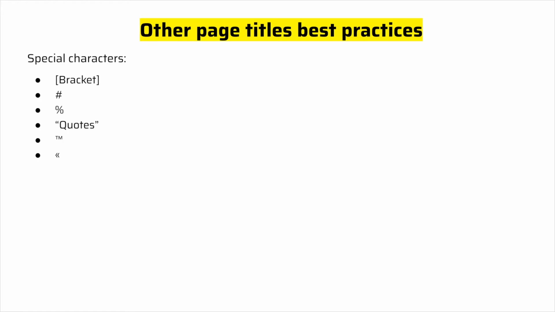Other page title best practices include using special characters. Special characters are things like brackets, the hash, percentage, the quote, trademark, and so on, that can add a little nugget to your search result just to break through the clutter. Imagine going through the SERP and you see these brackets and all that. It draws your eyeball to it, so that you say, okay, am I missing something? Let me check this. That is what special characters do when it comes to search engine optimization.